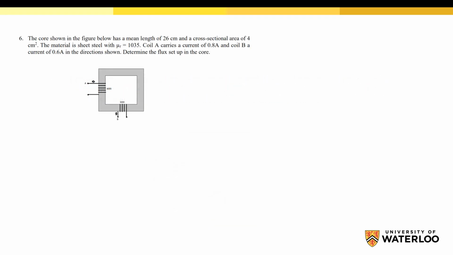Again, in order to solve this circuit or any other magnetic circuit, we need first to draw the equivalent circuit. Here we have two sources and we have one core, so we have two sources and one reluctance.